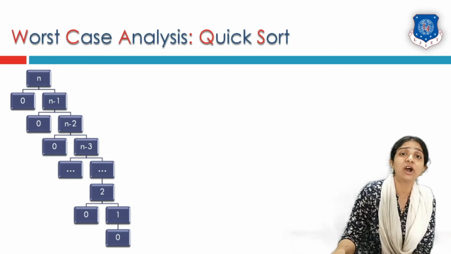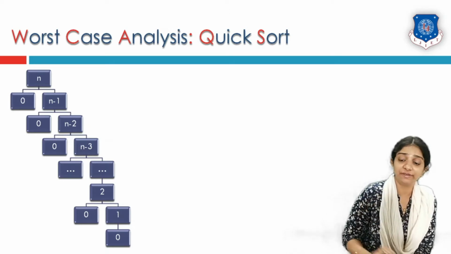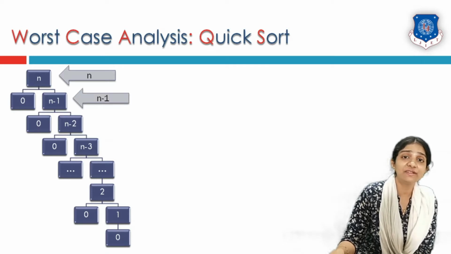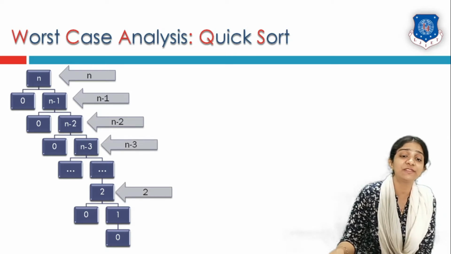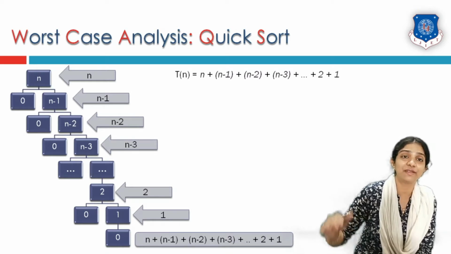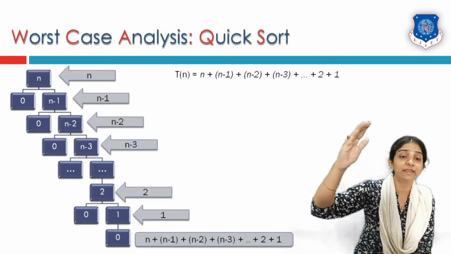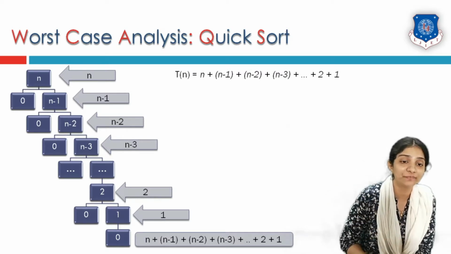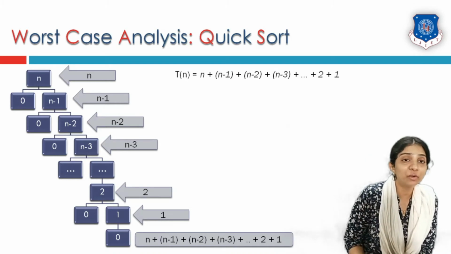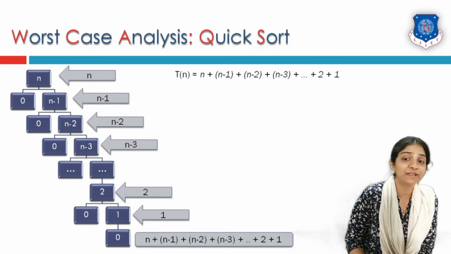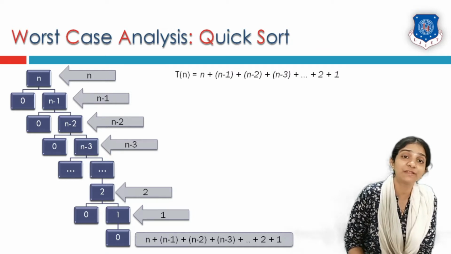Now can you calculate how many levels are generated? At the first level there are n elements, at the second level there are n-1 elements, at the third level there are n-2 elements, and likewise. At the last level, how many total steps are there? n plus n-1 plus n-2 plus n-3 up to 1. Only this many steps are performed in quicksort. So n plus n-1 plus n-2 up to 2, 1.